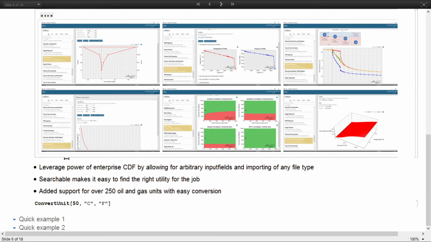So like I said, it leverages the power of the enterprise CDF, and that allows us to have arbitrary input fields, and we can import file types of any type, which is really nice. The searchable field is also really nice. There's lots of times where you're not quite sure what utility you need for the job, and if you put in a few keywords, I've tried to make it so that it's easy to find that. I've also added support for 250 oil and gas units that we have.